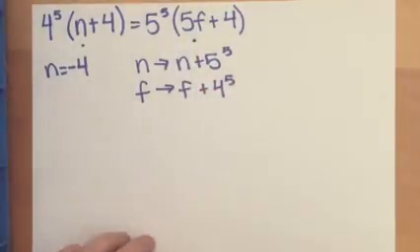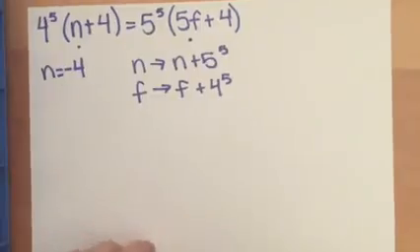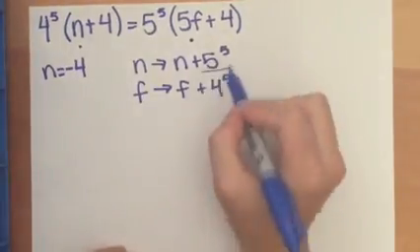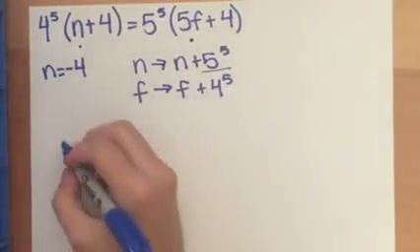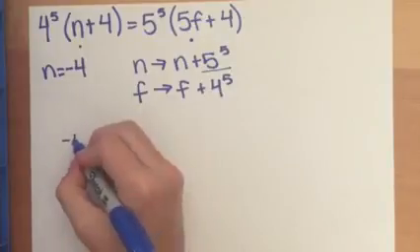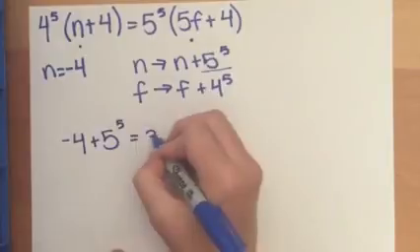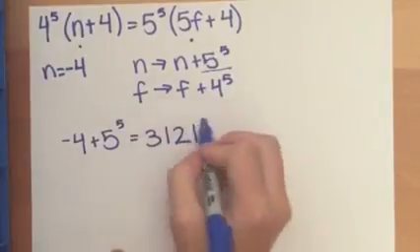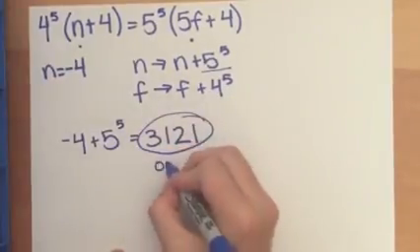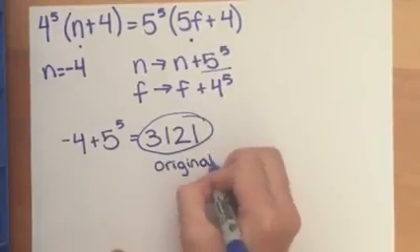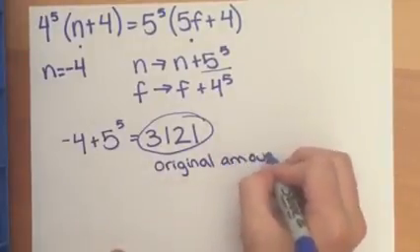So all you need to do is find one solution. It doesn't matter if it's negative or positive. And you'll have an infinite number of solutions if you just keep adding 5 to the 5th. So we can take our number n equals negative 4 and add 5 to the 5th to it and get 3,121, and that is the original amount of carrots that were in this problem.